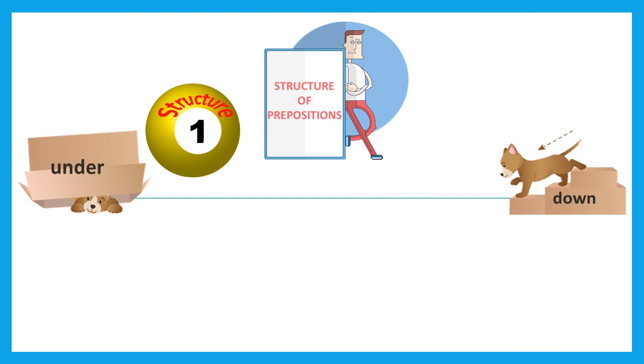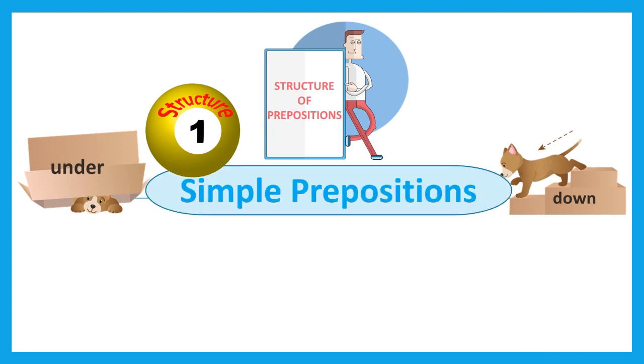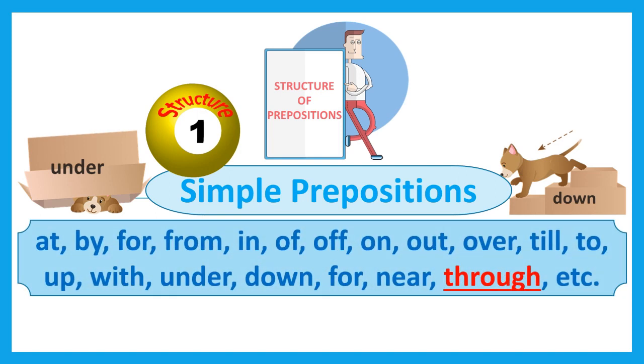Let's discuss the structure of prepositions. Structure 1. Simple prepositions. Take note of the examples of common simple prepositions. These prepositions are classified as simple because they exist in their fundamental form, devoid of any prefixes or suffixes.